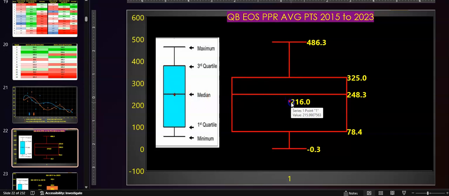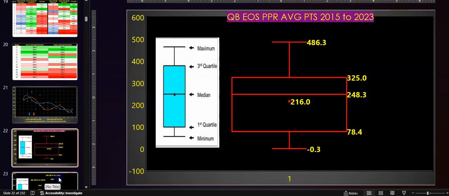And you're saying, well, what is it? That's the median. I think the median. I forgot. Anyway, one of these is the average, one is median. To me, notice quarterbacks are extremes. 325 average points versus 80. And the top 25%, 486 is the best that's been, down to 325. So you probably want to stay up in this upper whisker here.